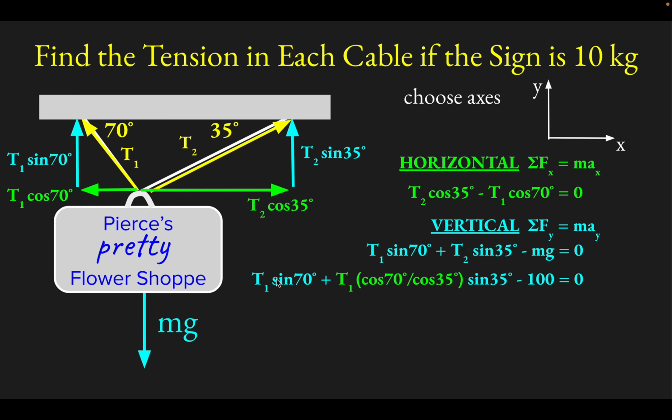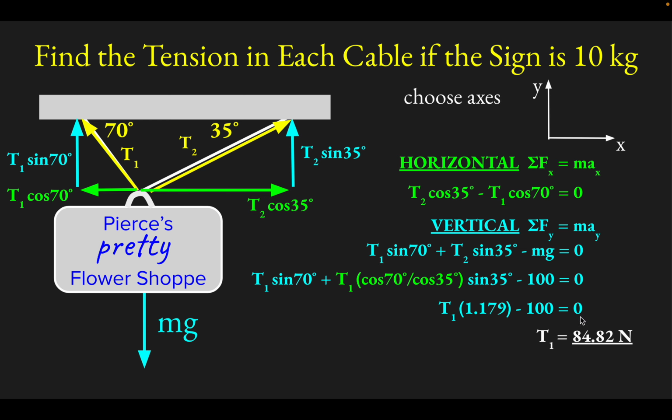Here we are. We basically have T1 times some numbers minus 100 equals 0. If you simplify that with a calculator, you'll find T1 times 1.179 minus 100 equals 0. That means we can solve that equation for T1. T1 would be 100 divided by 1.179, which is about 84.82. So the tension in this rope going up and to the left is 84.82 newtons.